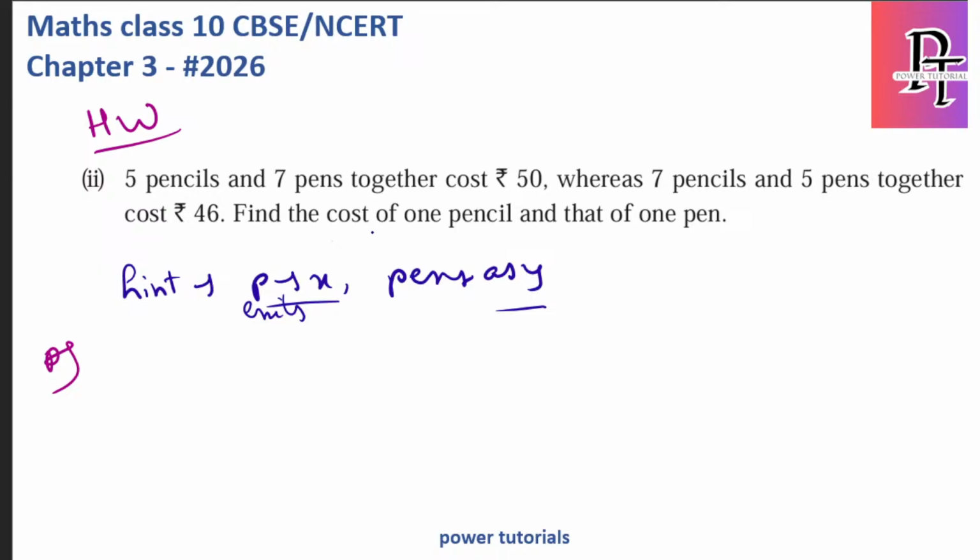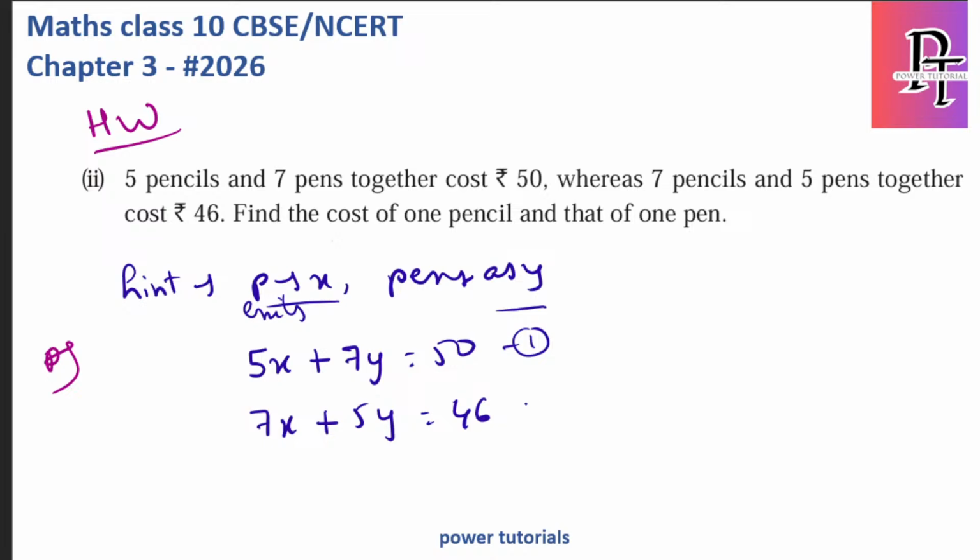So 5 pencils and 7 pens together cost 50, and 7 pencils and 5 pens together cost 46. Find the cost of one pencil and that of one pen. A hint is also provided: pencils as x, pens as y. So what is the first step? I can say pencils as x. So 5 into x plus pens as y. How many pens? 7 pens. 7y is equal to 50. Second equation, 7 pencils, so 7x plus 5y is equal to 46. This is the first equation and this is the second equation. We need to solve these two to get the cost of each pencil and cost of each pen.